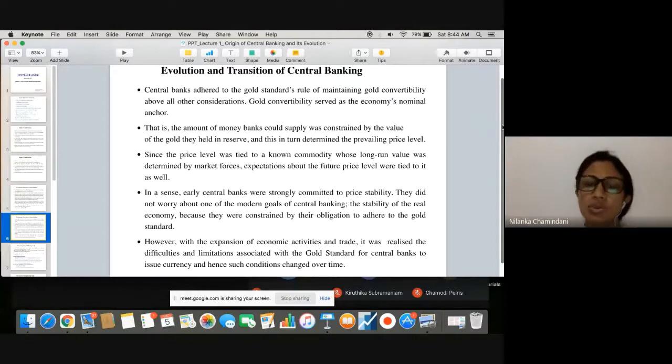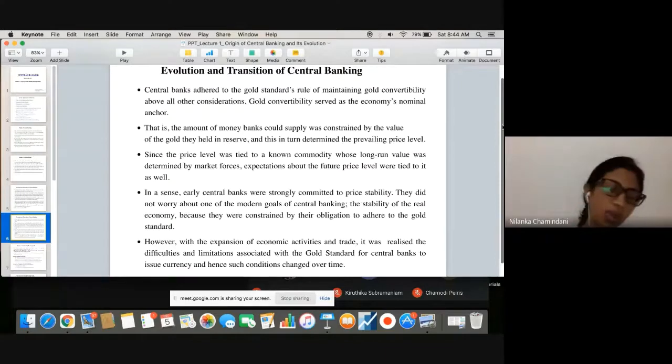It was there, so the central bank cannot go beyond that. Always they have to issue currency notes according to the gold reserves that they have. Right, that is, the amount of money banks could supply was constrained by the value of gold they held in reserves. That's what I said. And this in turn determined the prevailing price level.